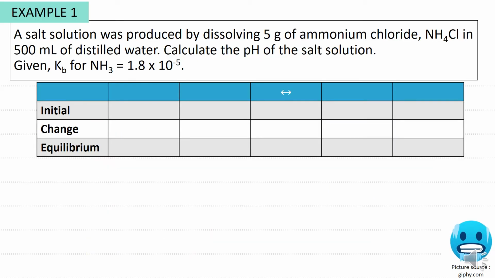Okay, so this is the first example. The first example says that the salt solution was produced by dissolving 5 grams of the salt ammonium chloride, NH4Cl, in 500 ml of distilled water. Then you need to calculate the pH of the salt solution. And given to you, the Kb value for NH3 is 1.8 times 10 to the power of negative 5.